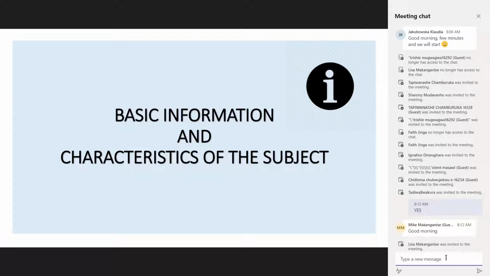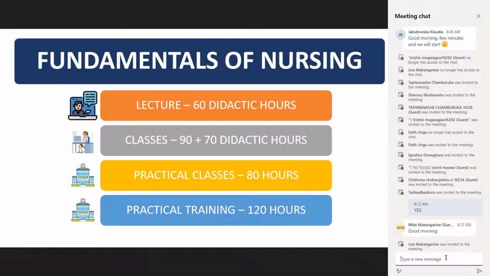So now maybe basic information and characteristics of the subject. Fundamentals of nursing is a subject that includes 60 didactic hours of lectures: 30 hours you have in the first semester, and 30 in the second semester.